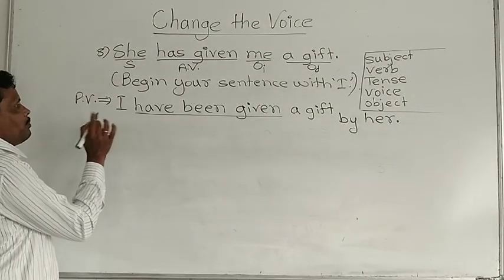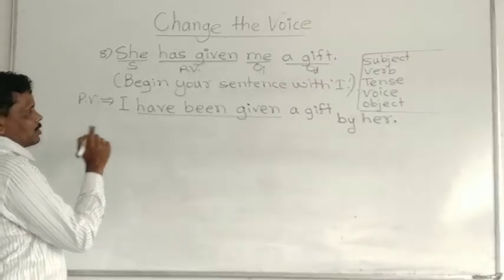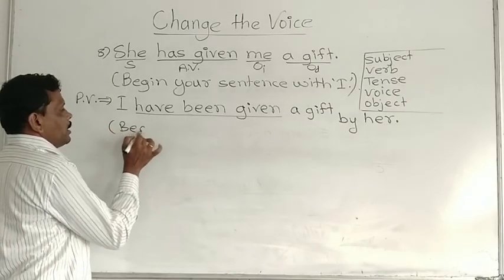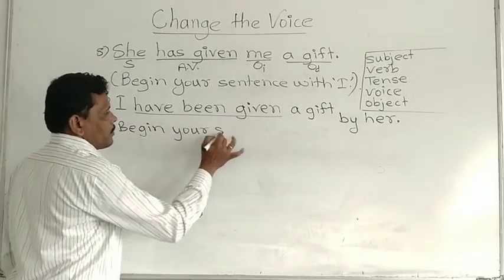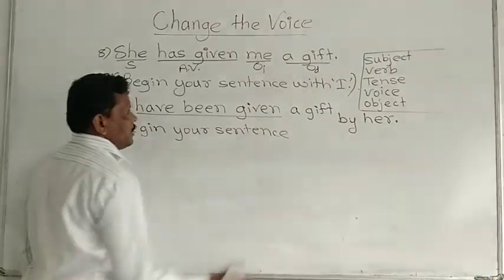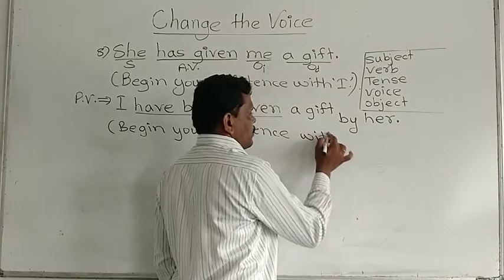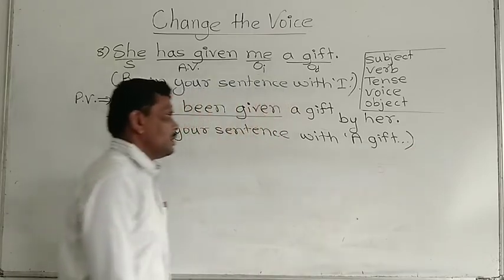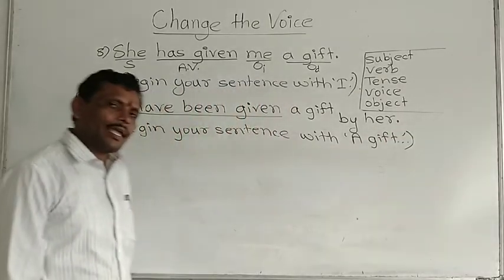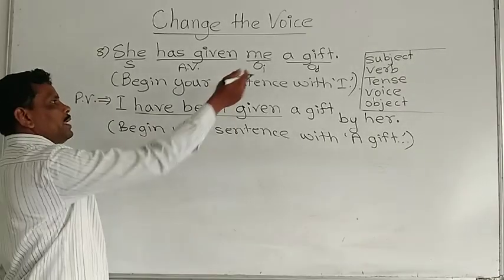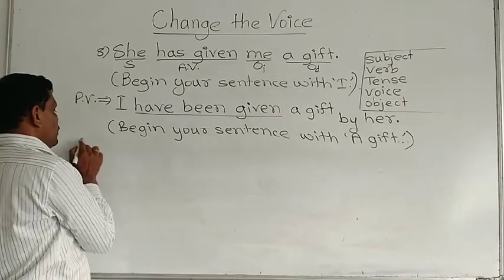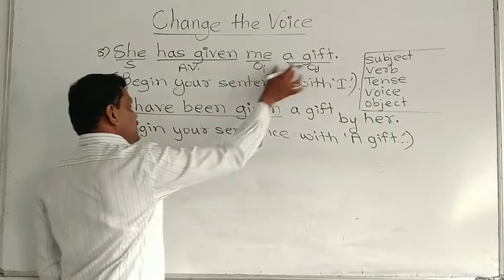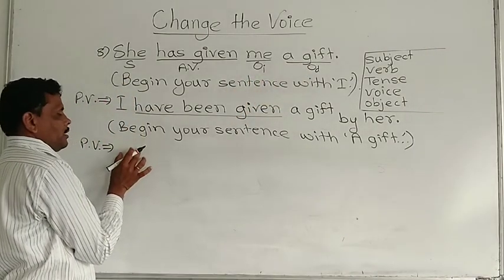Now the next, if there is the instruction, for example, begin your sentence with a gift. Suppose this instruction is given, begin your sentence with a gift. That time what should we do? That time we should place direct object at first. Okay. Keep this direct object at the beginning of the passive voice.